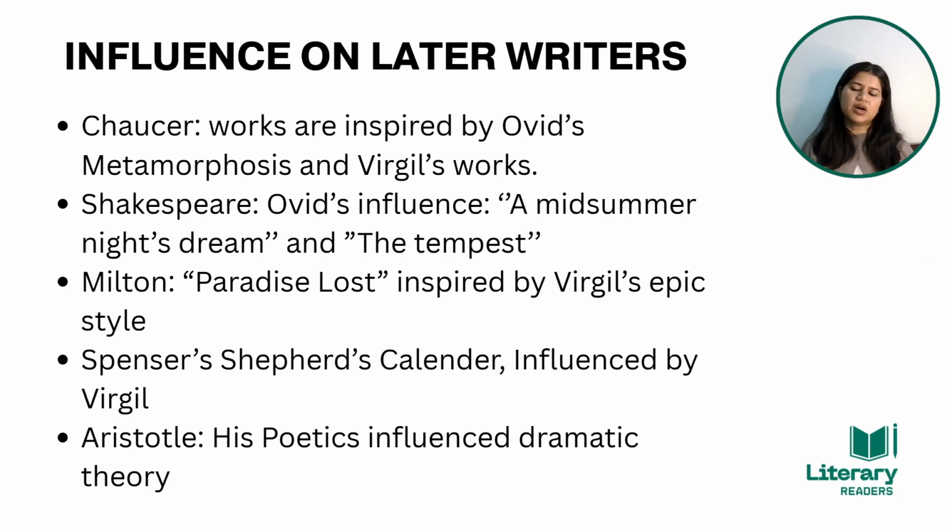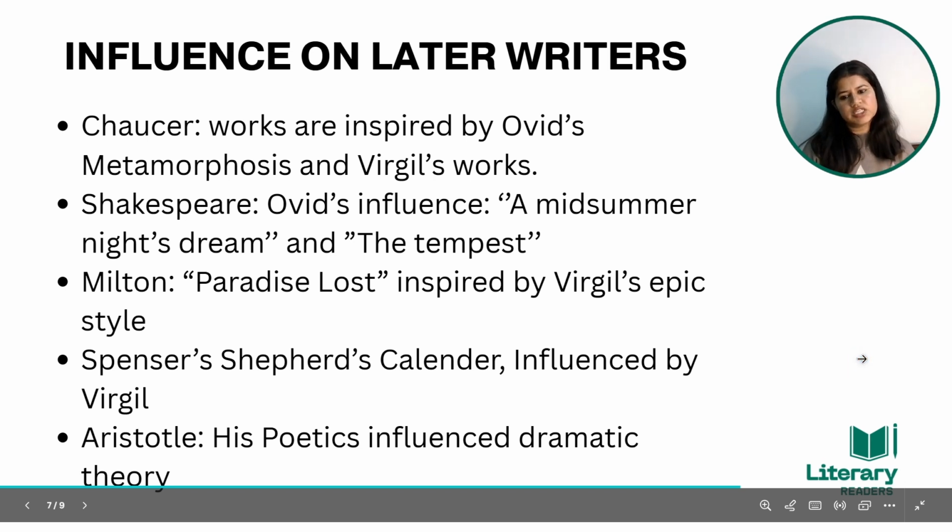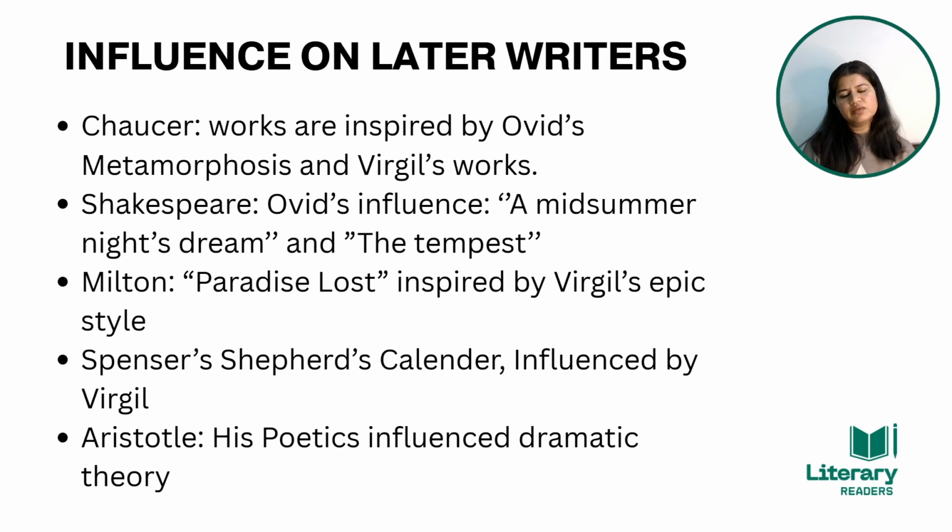Now let us talk about how this era has impacted the later writers. For example, Chaucer's works are inspired by Ovid's Metamorphoses and Virgil's work. Then Shakespeare was also inspired or influenced by Ovid, and we can see the influence of Ovid in his works like A Midsummer Night's Dream and The Tempest. Then Milton's Paradise Lost was also inspired by Virgil's epic style. Then we have Aristotle. His Poetics influenced dramatic theories, like the modern dramatists were also influenced by the ideas of plot, character, and catharsis, which was given by Aristotle.